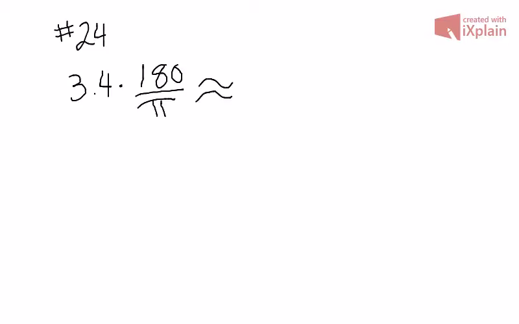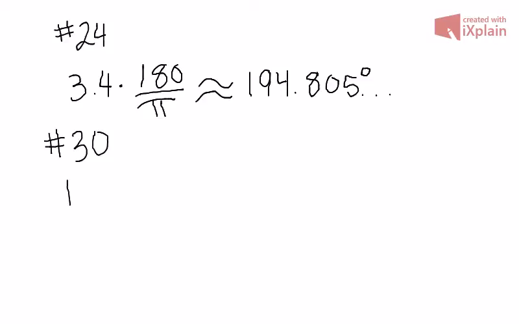I put these squiggly equal signs here because it's kind of like an approximation, right? There's a bunch of decimal points. So it equals just about 194.805 dot dot dot. Okay. So really simple. In order to change radians to degrees, just multiply by 180 over pi, and vice versa. If you have degrees and want to go to radians, just multiply by pi over 180. You just switch it. Okay.